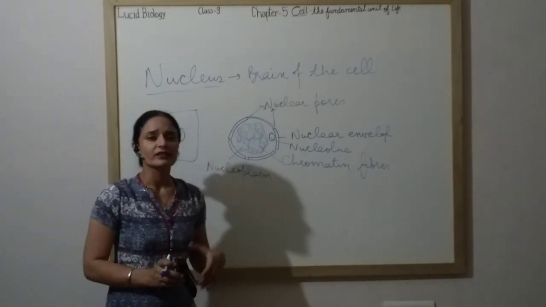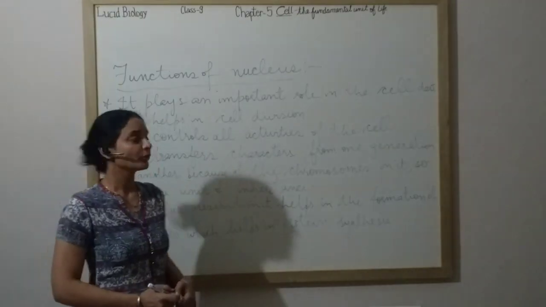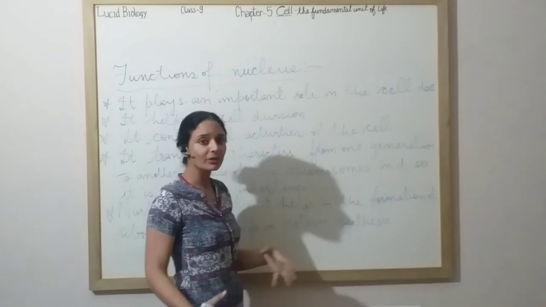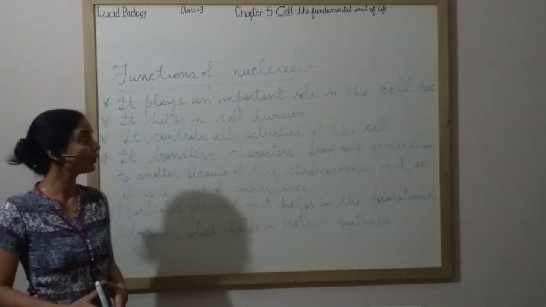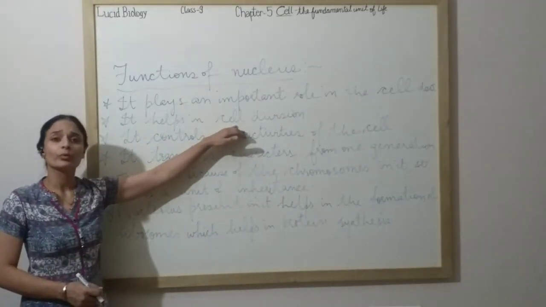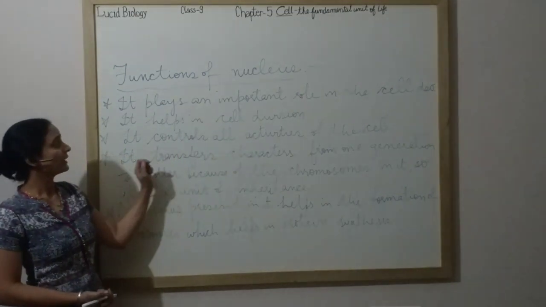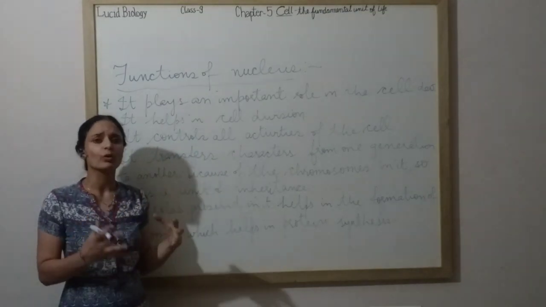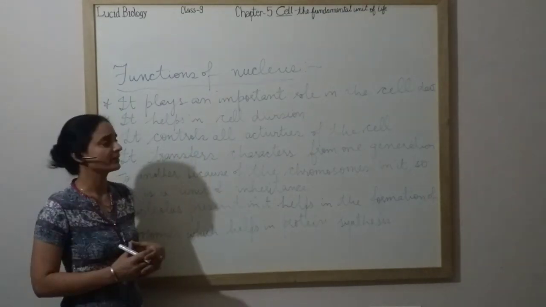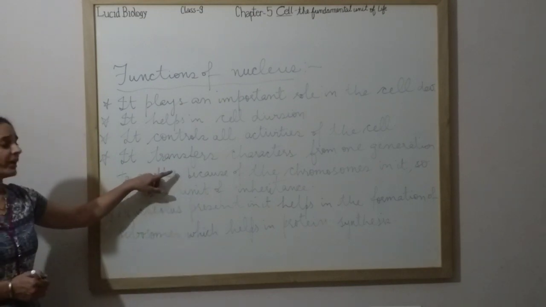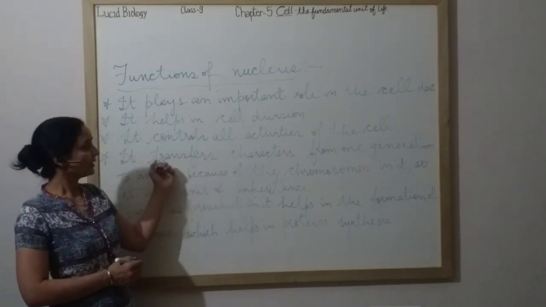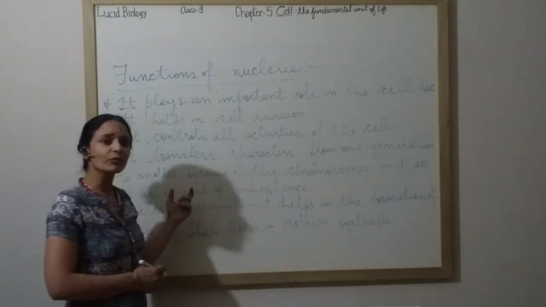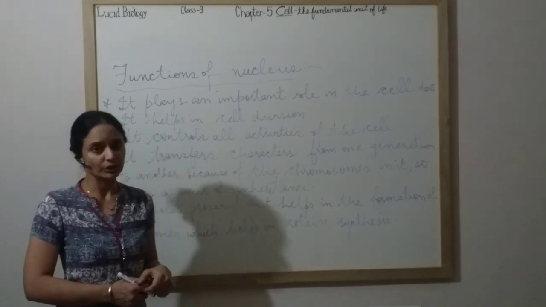Now, the question arises here, what is the function of the nucleus? The first function of the nucleus is that it plays an important role in cell development. In the development of the cell, the nucleus plays a very crucial role. Next, it plays an important role in cell division. Next, it controls all activities of the cell. As we call it, it is the brain of the cell. It controls all activities which take place in the cell. Next, it plays an important role in inheritance. It transfers characters from one generation to the next generation, as it has chromosomes, whose functional units are genes.